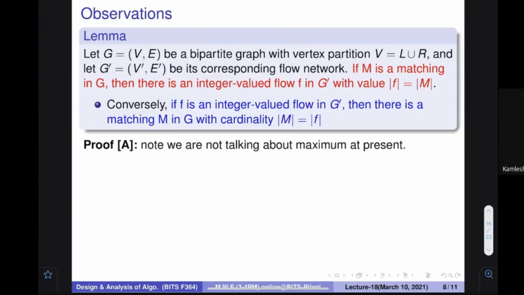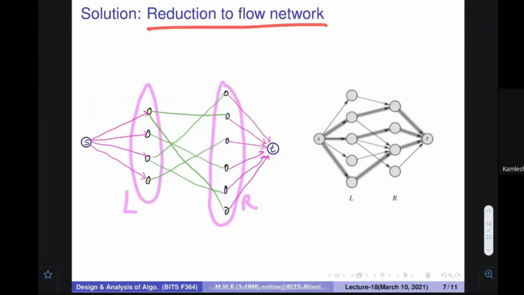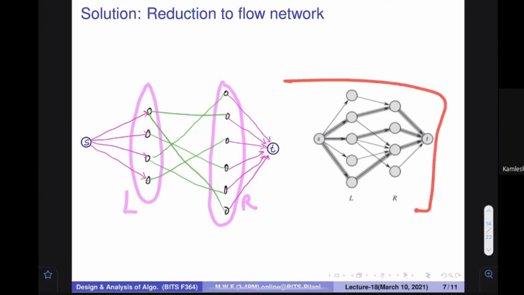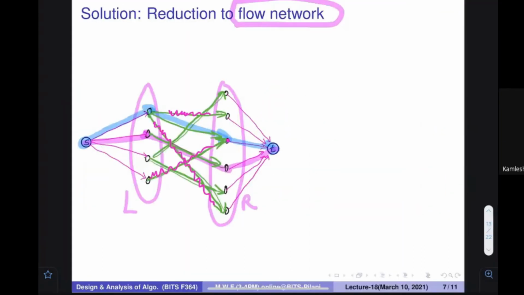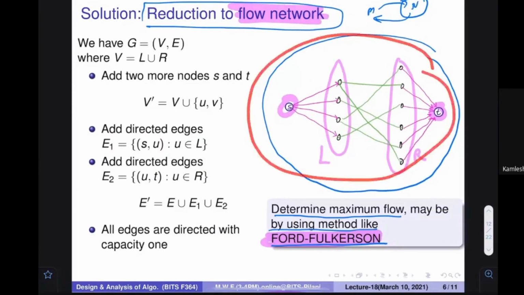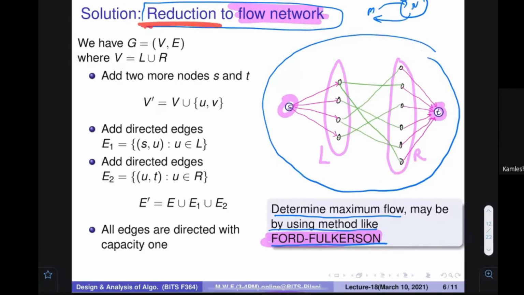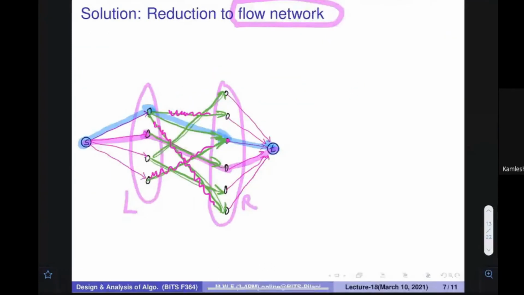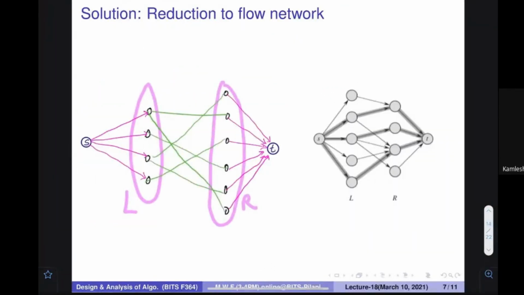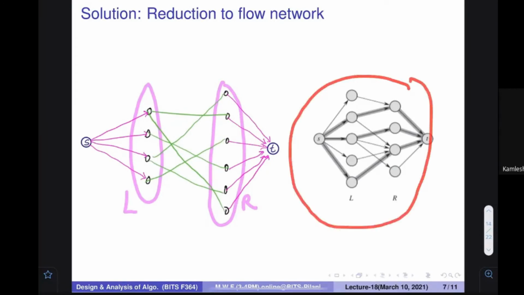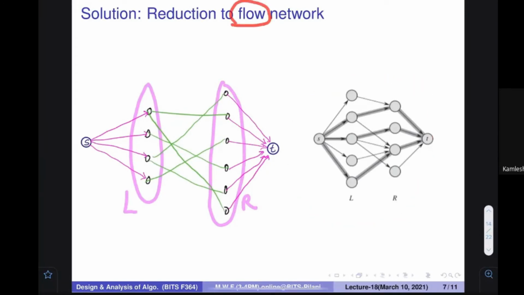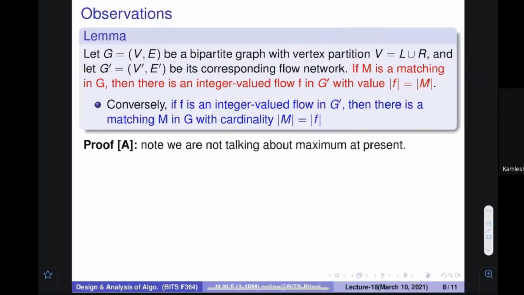So let's forget about the maximum flow right now. Let's only consider the flow in this particular network, the network that we have just created using this kind of reduction. Let's just focus on the network that we have created using the reduction. In this network, let's just focus on any flow, if there is any flow.